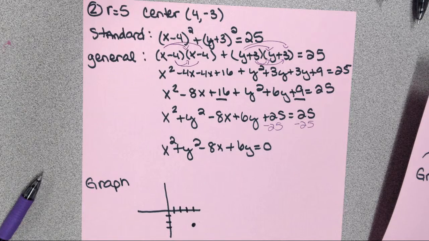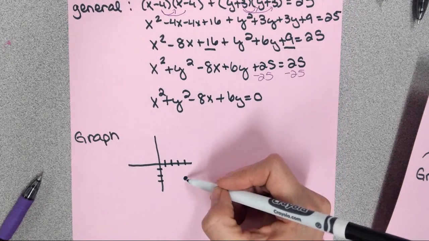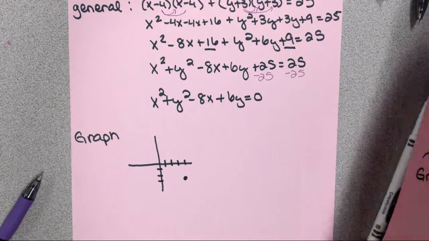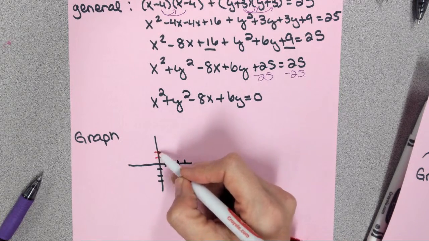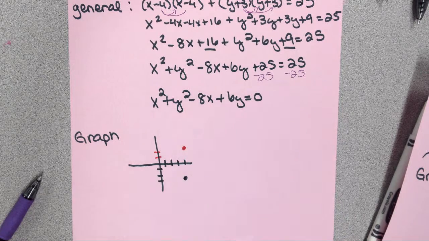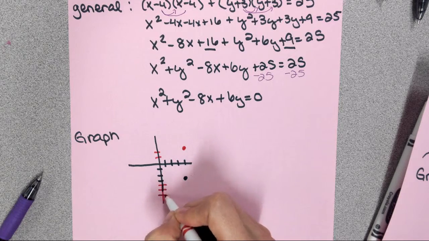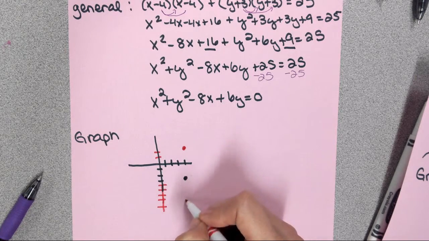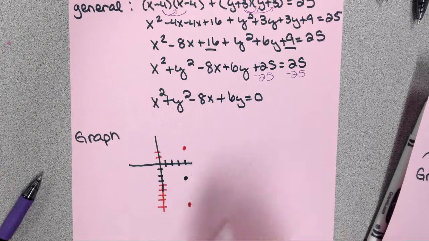What is my radius? 5. So from the center, you have to go up, down, left, and right. How many? 5. Okay, Reagan, I saw that face. Okay, so we're from right here. You got it now? Okay, so we're going to go up 5. 1, 2, 3, 4, 5. That puts me at 4, 2. I'm going to go down 5. 1, 2, 3, 4, 5. That puts me at 4, negative 8.